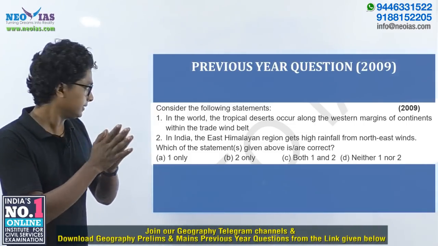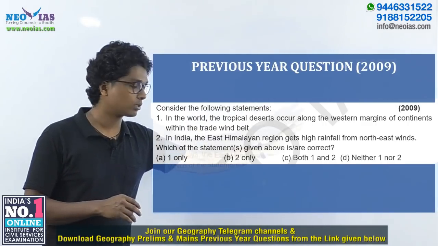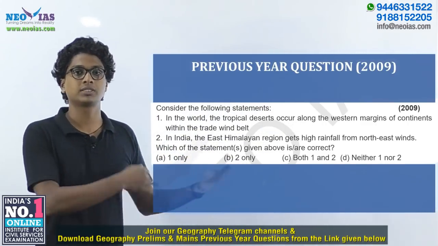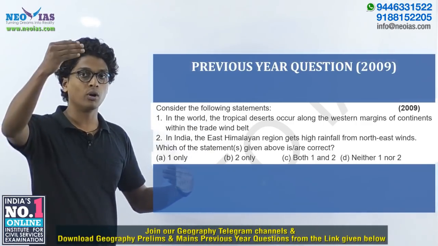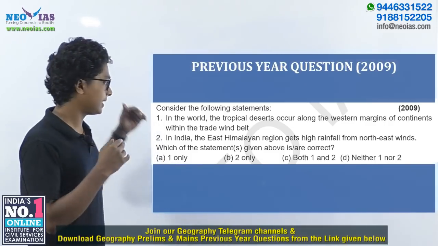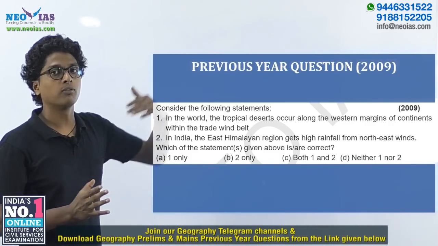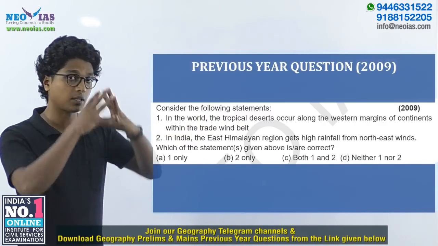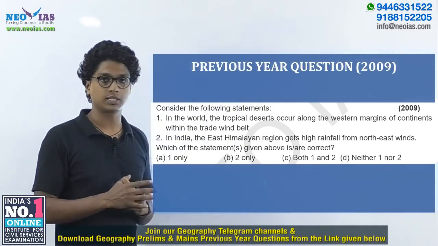Now, in India's case, the East Himalayas get high rainfall not from the northeast wind, but rather from the southwest winds, or the southwest monsoon winds, because the northeast winds are offshore in nature, and the southwest winds move from the Bay of Bengal towards the northeastern Himalayas. So from the southwest monsoon, they get high rainfall, not from the northeast winds.